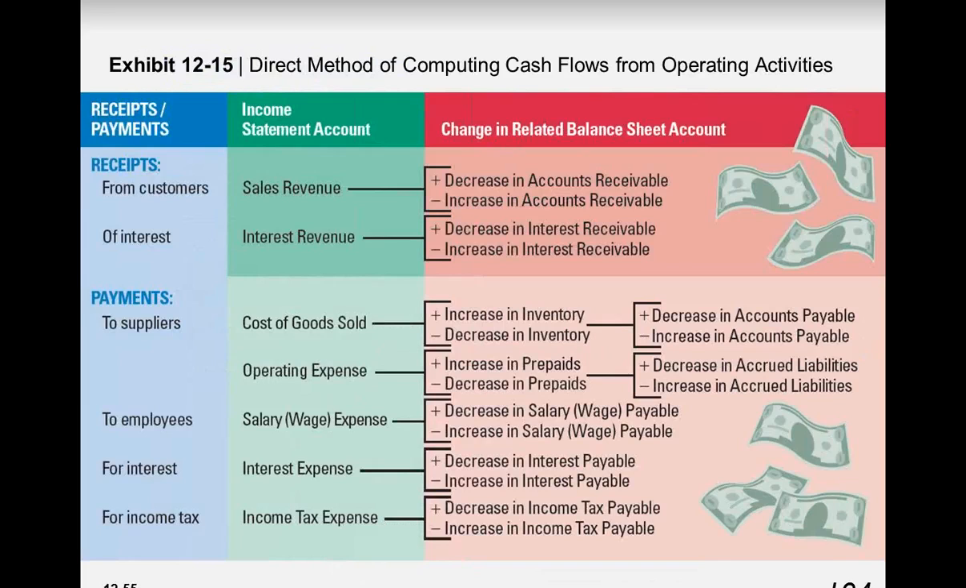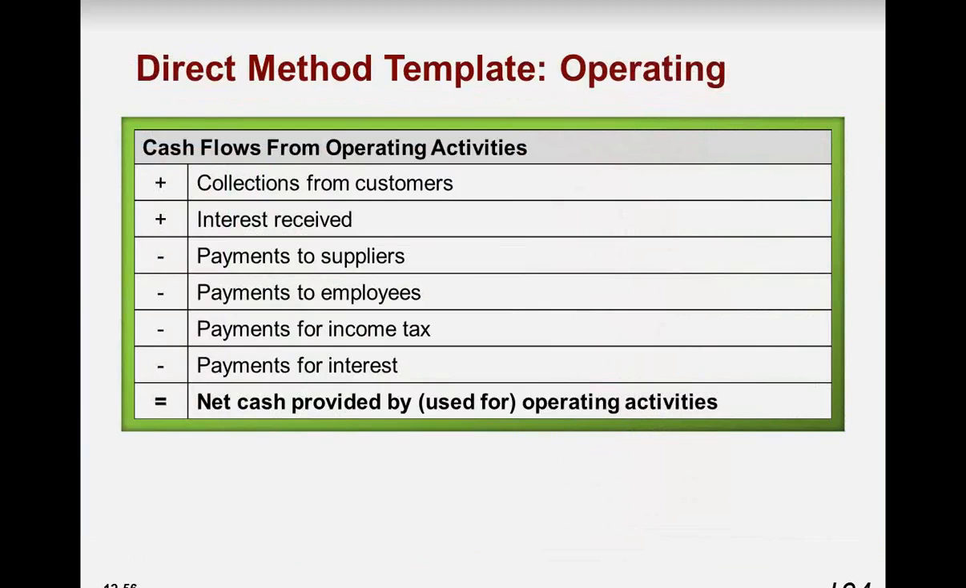So receipts of any cash and our payments out. Again, just a basic template. We're going to add collections from customers, add our interest received, subtract payments to suppliers, payments to employees, payments for income tax, and payments for interest.